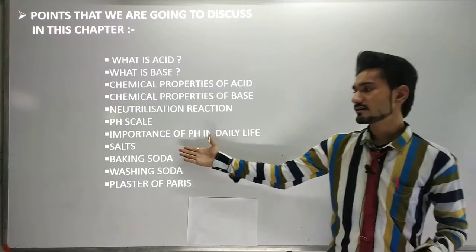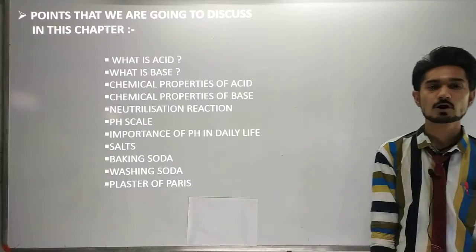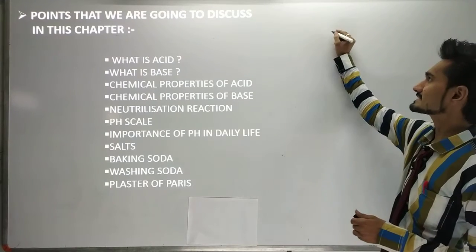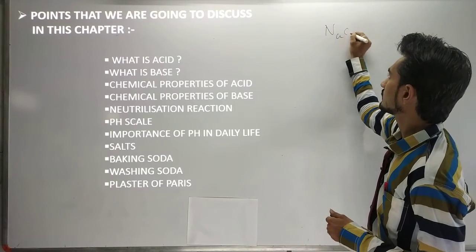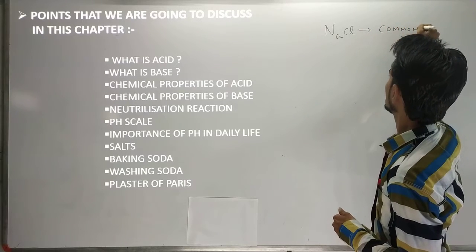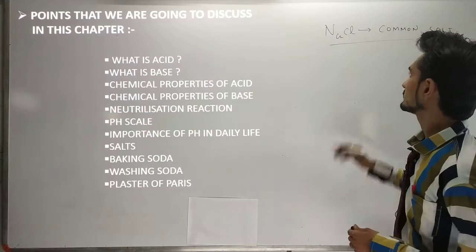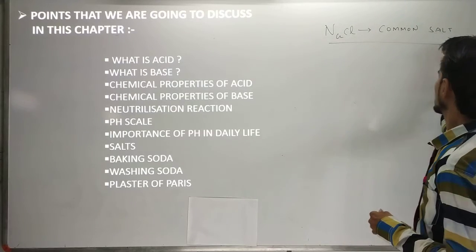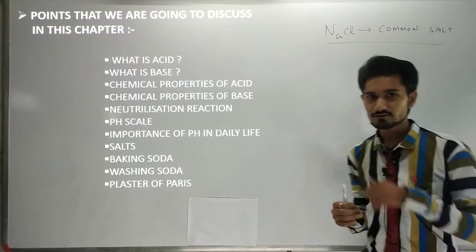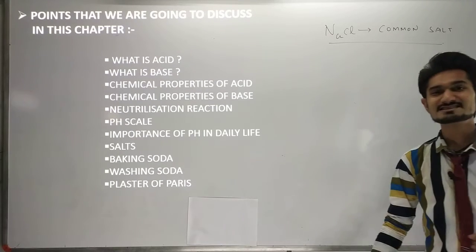We have seen the salts. Now we are going to learn more about salts, in which we have seen the common salt. Generally the common salt is known as NaCl. This is the common salt, which we use to eat in our food, and that is basically available from the sea.